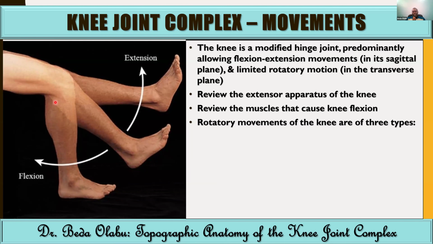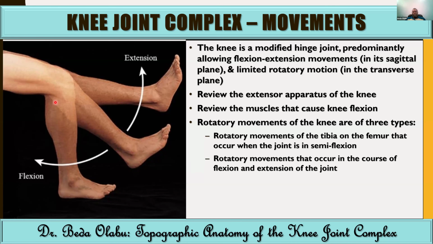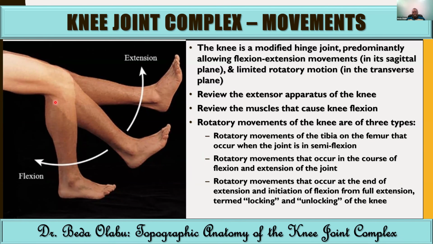Now, we can look at knee rotation in 3 ways. The first one is what I've just told you: those rotatory movements of the tibia at mid-flexion caused by those muscles. But there are also 2 other aspects of rotatory movements at the knee that we need to understand. So we have rotatory movements that occur in the course of flexion and extension, and they're obligatory. They're inevitable. You do not have control over them. Why is that so? We are going to see that shortly.